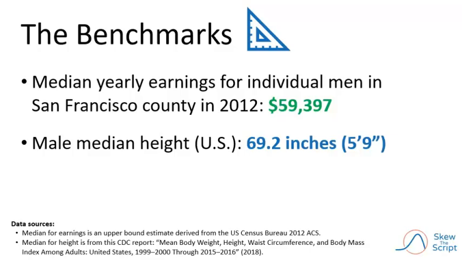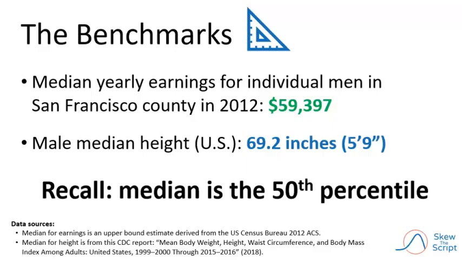Now, there's a couple of key figures to know here for context. First, according to the US Census Bureau, the median yearly earnings among individual men living in San Francisco in 2012 was $59,379. And according to the CDC, the median height among males in the US is 69.2 inches, or just over 5'9". Recall that the median is the 50th percentile, so that means that 50% of men should be at or below this benchmark for income and height, while the other approximately 50% should be above them.